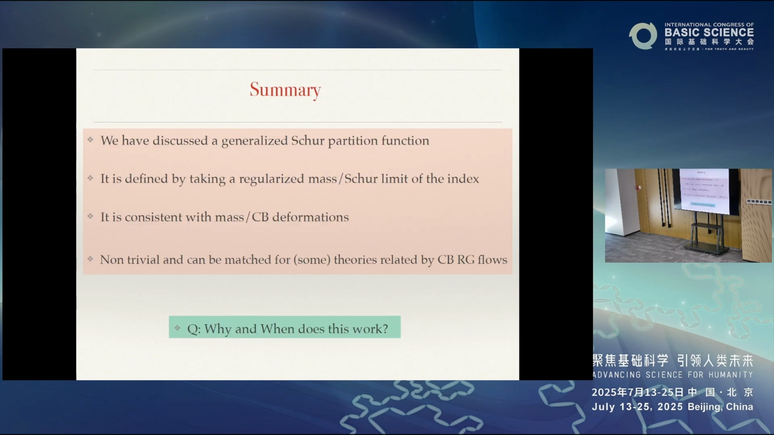So let me summarize. We have discussed a definition of a generalized Schur partition function. It is defined by taking a regularized mass Schur limit of the index, and naively it is consistent with mass and Coulomb branch deformations. At least in some cases, we have seen that this partition function can be related for theories related by renormalization group flows, but not always. So this is a non-trivial partition function which you can compute, and it seems to be the same, at least in some cases, when theories are related. I don't understand why and when this works. Okay, I can answer some of your questions, but let me stop here.